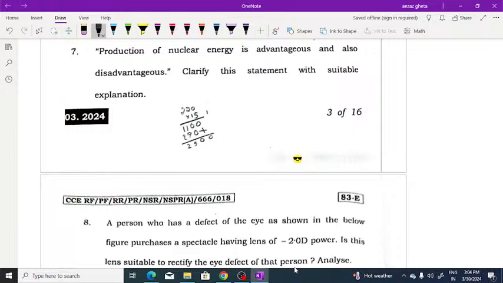And the disadvantage is that the energy produced during a nuclear reaction can also be used to make a bomb. That energy can be used to destroy; atomic bombs and nuclear bombs can be made using this energy. This is one disadvantage of nuclear energy. Is it clear, everybody? Everyone clear?